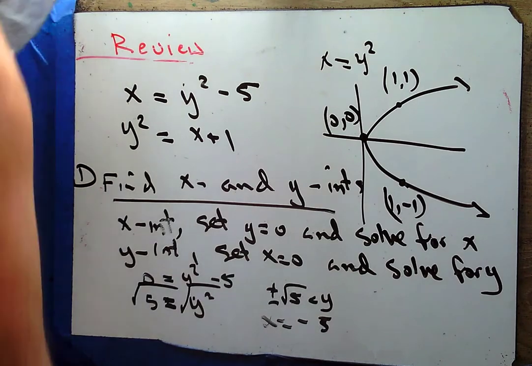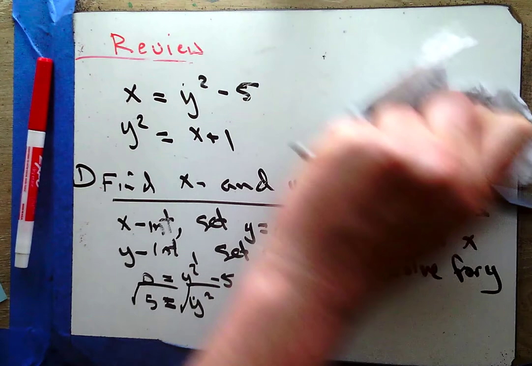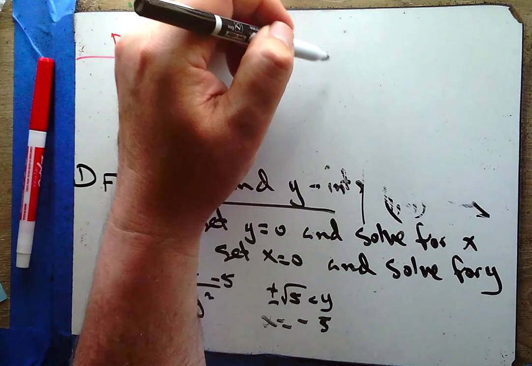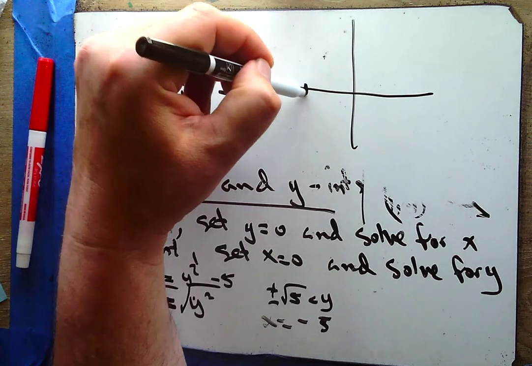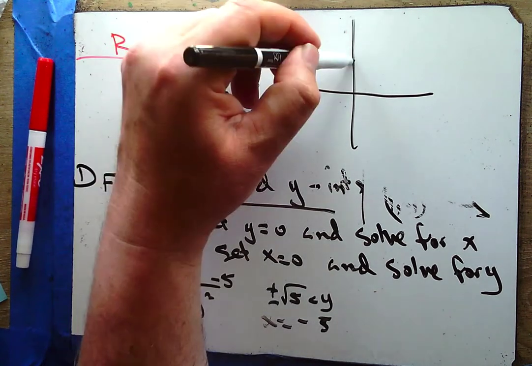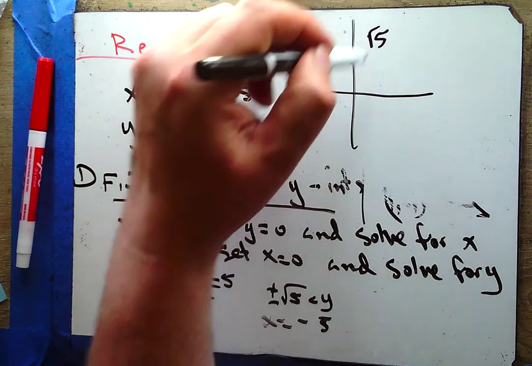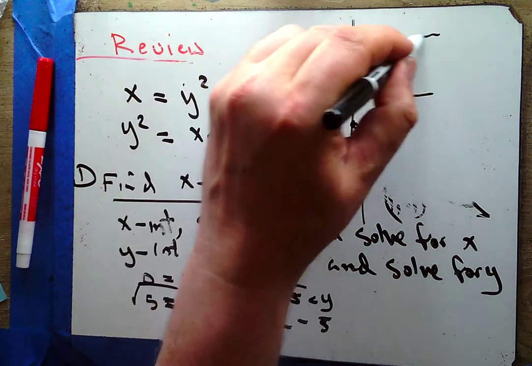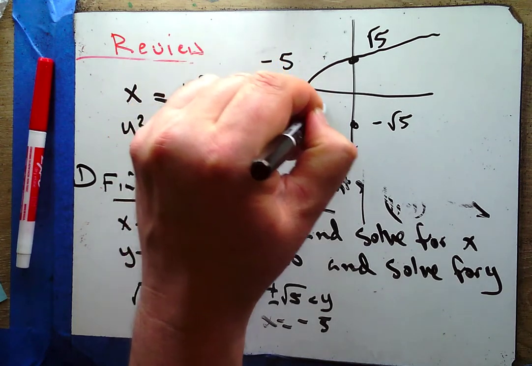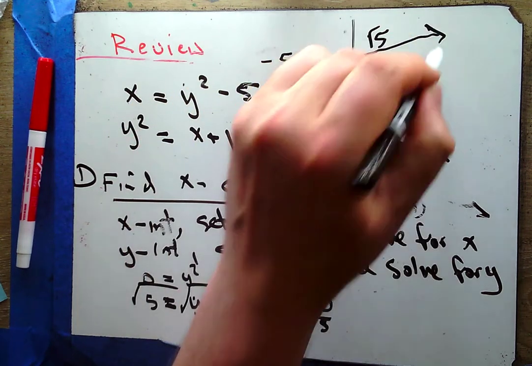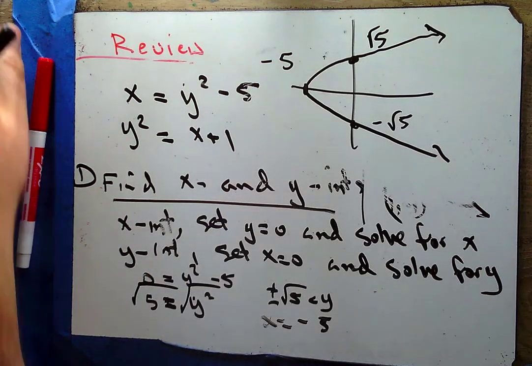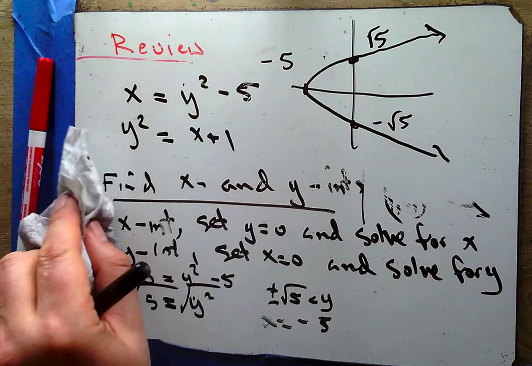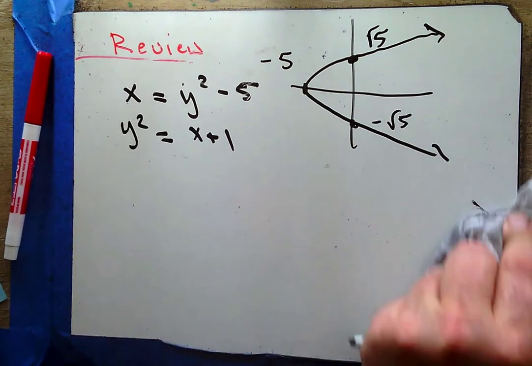So let's make a graph of this. My graph has an x-intercept at negative 5 and y-intercepts at positive root 5 and negative root 5. And there's my sideways parabola. All right, so next method I could use.